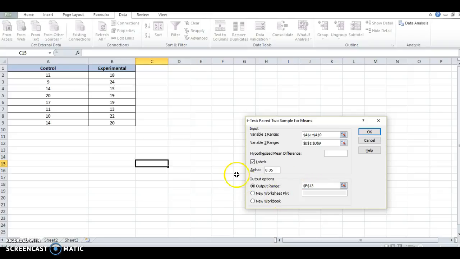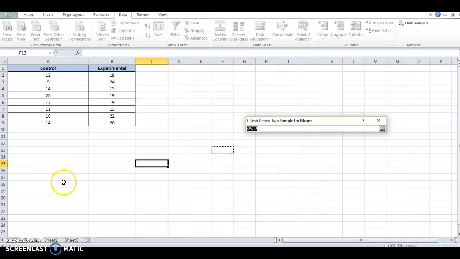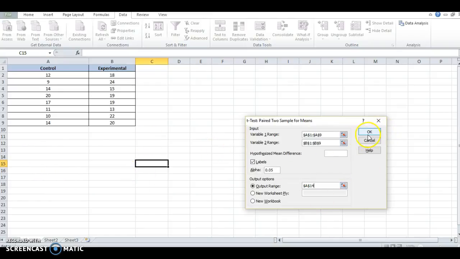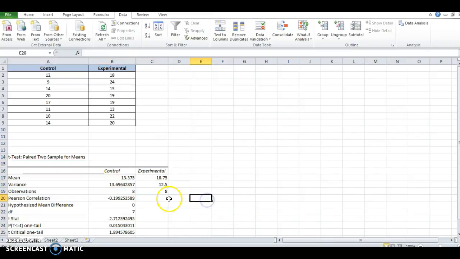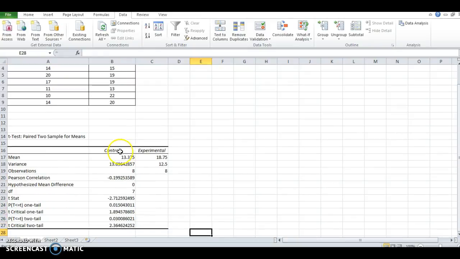So we're going to click OK and make sure that we have an output. We're going to put it right over here. Then we hit OK, and you'll see that now we have something to look at. Just to review this output: the control and the experimental, the mean, which is the average, 13.375 here, 18 there. The variance, that's the variation, and observations, 8 observations each.